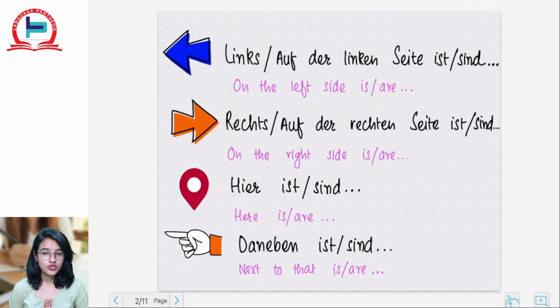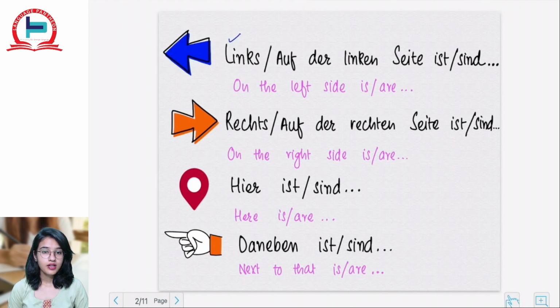Then after this, we have so many rooms in our apartment or in our house. For example, the kitchen, the bedroom, the living room. How to tell the directions of these rooms? For example, if I am telling you that on the left side there is this room, on the right side there is this room, the room that we are in is this room, or next to that is this room. So how can you say that?